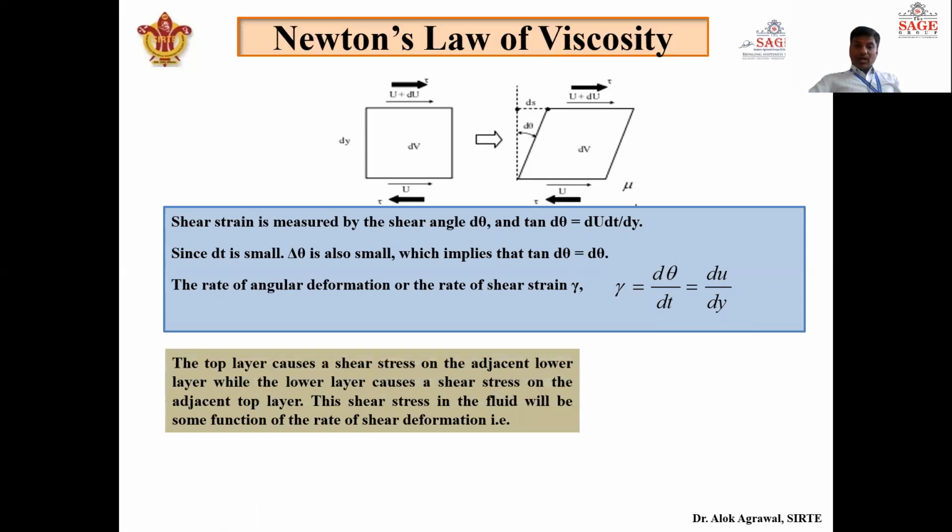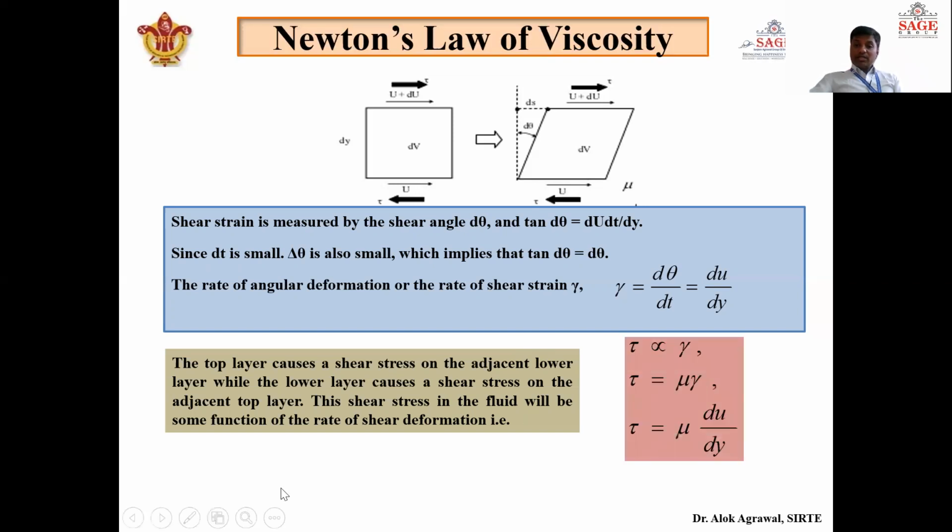Okay. Now the top layer causes a shear stress on the adjacent lower layer. Similarly, the lower layer also causes a shear stress on the adjacent top layer. This upper layer will try to increase the velocity of the lower layer. This lower layer will try to decrease the velocity of the upper layer. So there will be a shear stress, that the upper layer causes to the lower layer and the lower layer causes to the upper layer. And this shear stress in the fluid will be a function of rate of shear deformation.